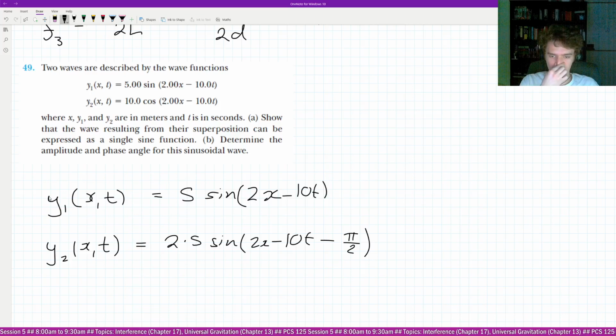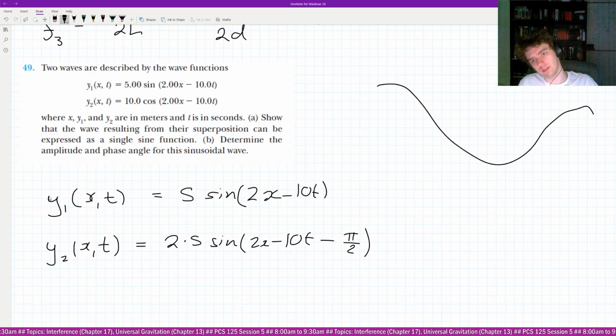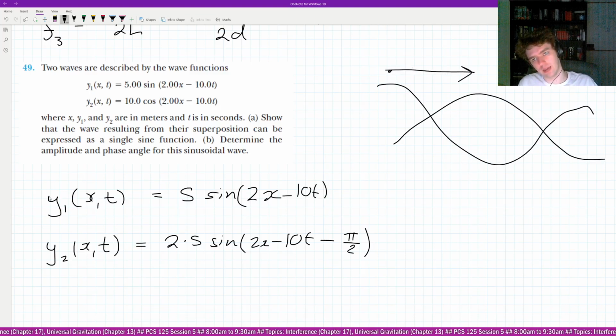Wait, what's wrong with plus pi over 2? Imagine this is the cos wave, this is the sine wave. I have to move this pi over 2 that way, right? If I move it pi over 2 this way, it'll be exactly out of phase, exactly half out of phase from it. Alright, thanks.